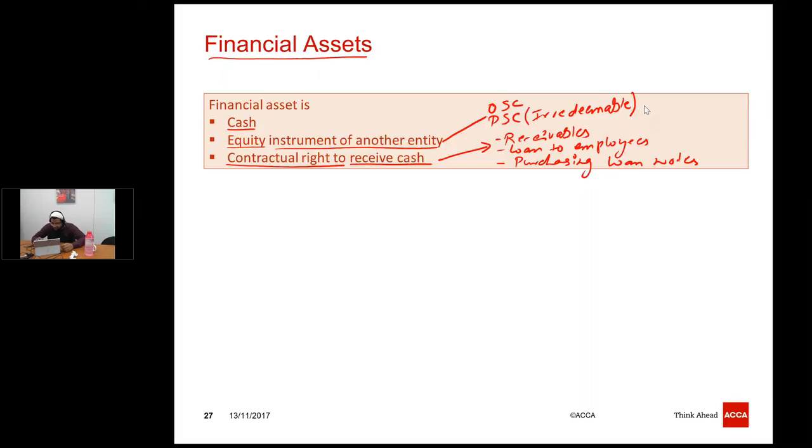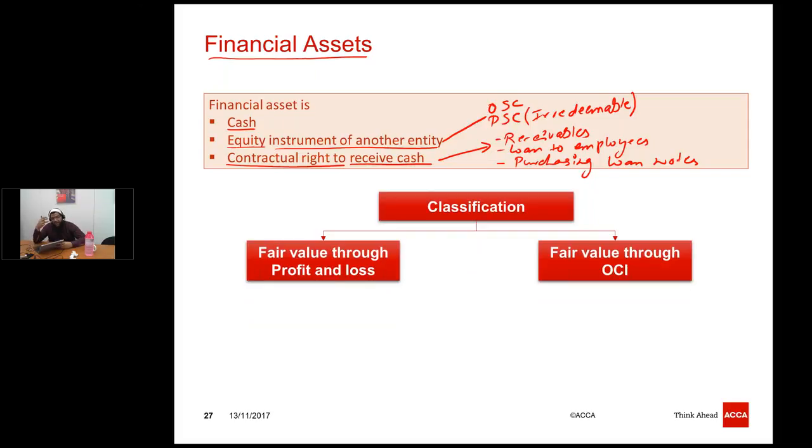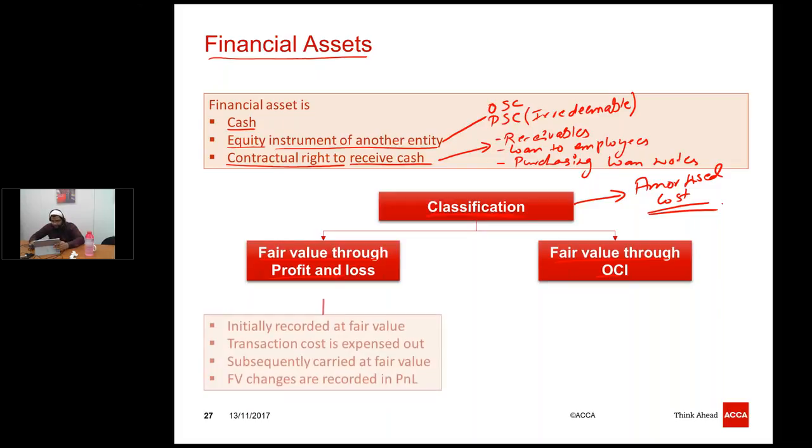Okay, Sam, I will try if I can give a quick overview of that. So financial assets are cash, equity instrument of another entity, and right to receive cash. Now the financial assets can be classified at either fair value through P&L or fair value through OCI. They can even be classified at amortized cost. The total types of classification are basically 3, but normally in exam, the fair value through P&L or OCI are more important. So we are going to discuss these two.